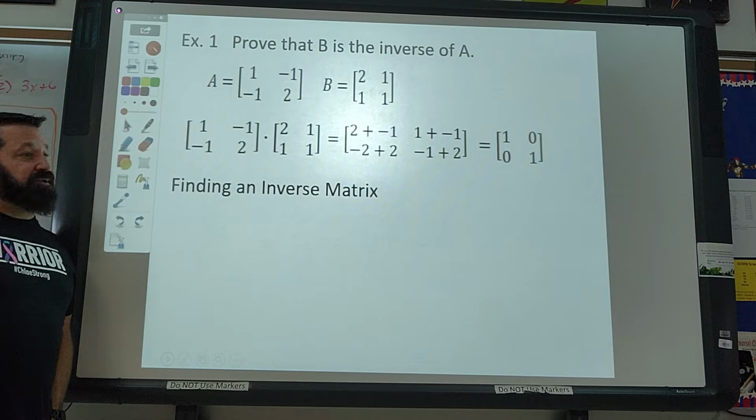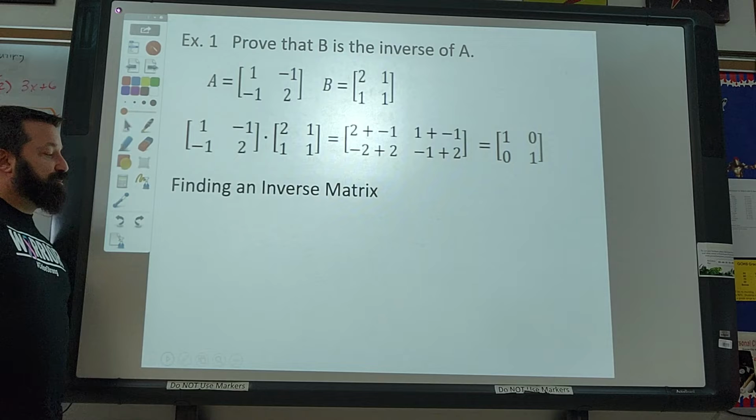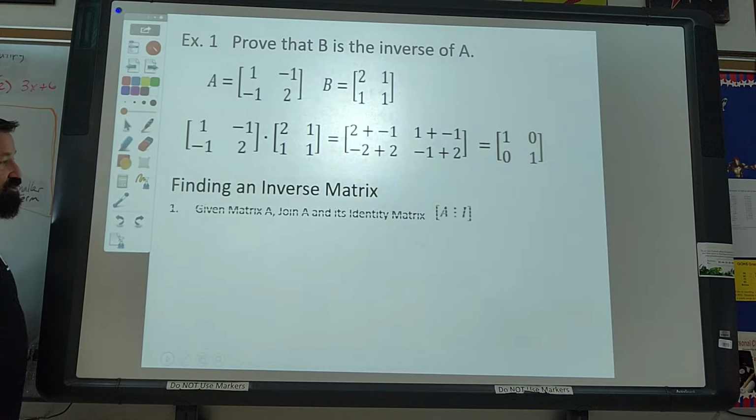Later on in this chapter, there is a method where you can create coded messages using matrices, and the way to decode them is to use the inverse matrix. So they have multiple purposes, different things you can use them for. So how do you find an inverse matrix?